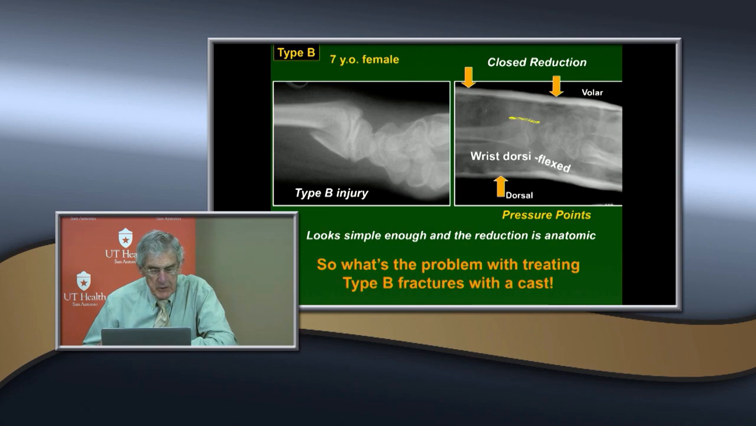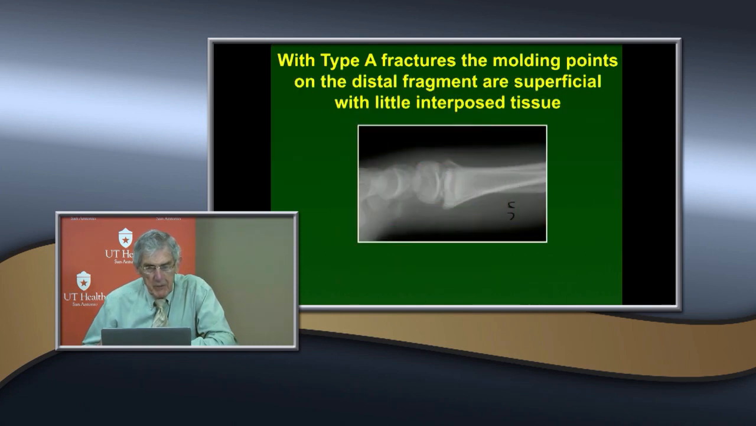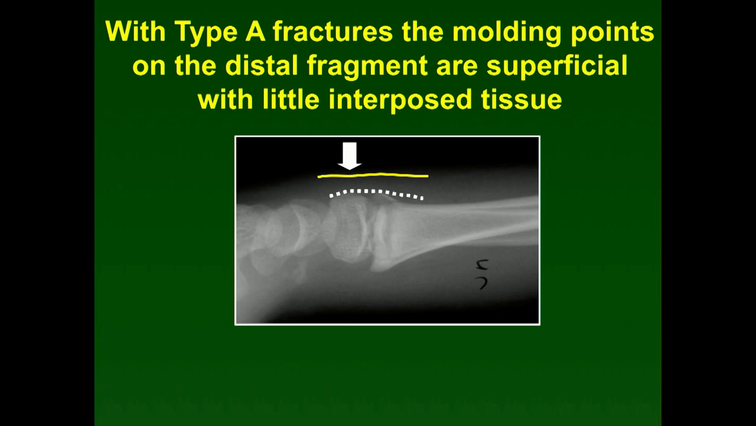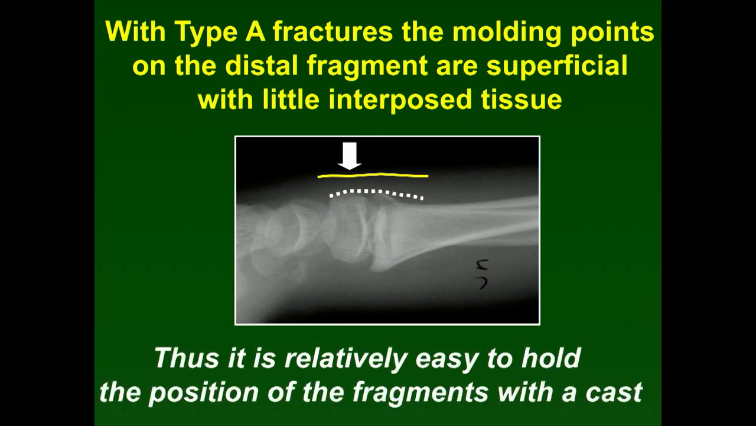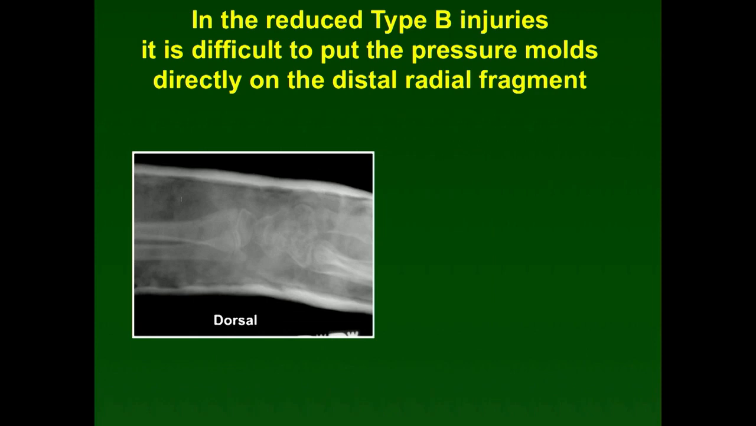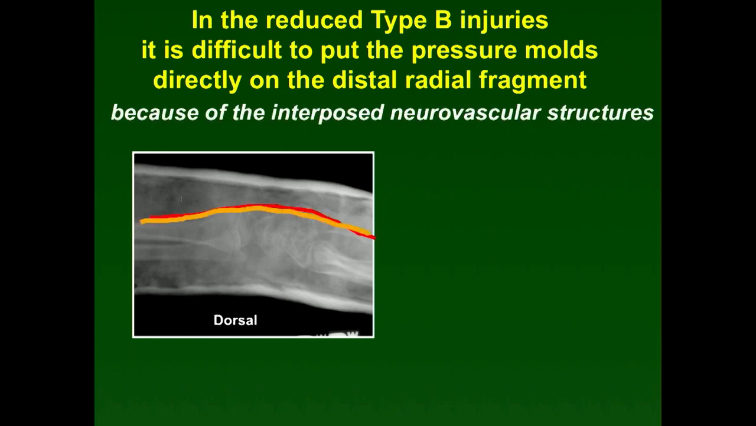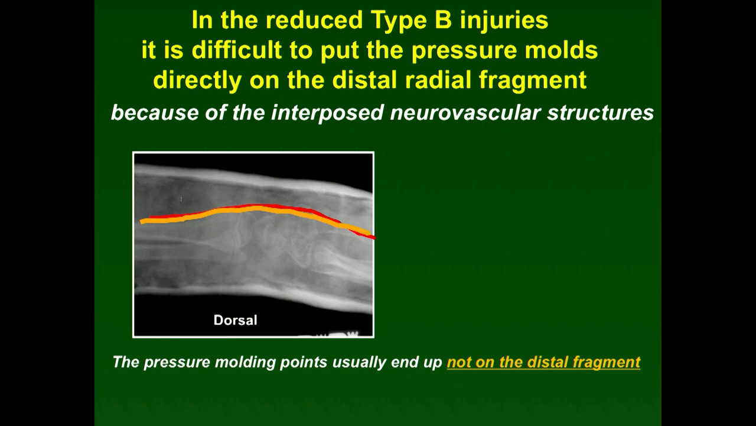And so the problem with type B fractures: with type A, you can put the fracture molding right over the distal fragment, and it's relatively easy to hold the position with a cast. But if it's volar displaced, you've got neurovascular tissue, so you can't put the pressure right over it. And you usually end up, where's the pressure on?